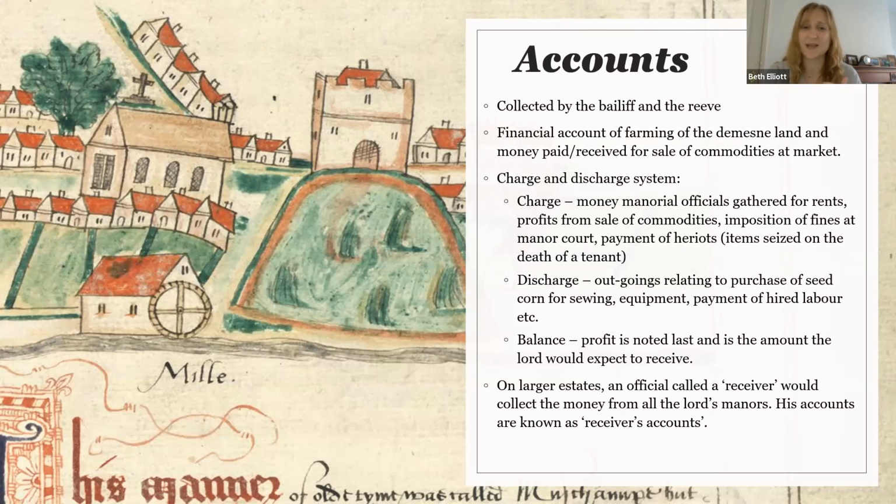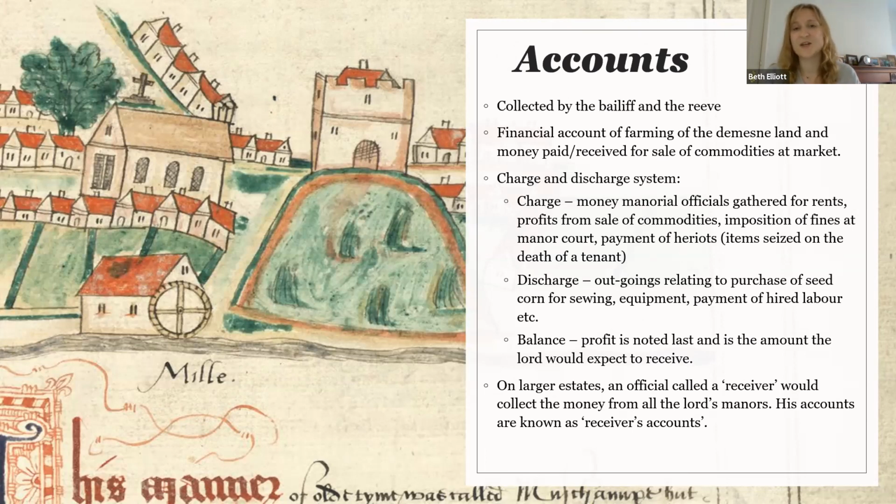So money gathered for rents, profits from the sale of commodities, imposition of fines at the manor court, payments of heriots. I talk about heriots a couple of times through this. Again, I'm not sure what background you're coming from, so I will just explain. When we talk about heriot, that's an item seized on the death of a tenant. Often you find that's something like the best beast or the best horse that may be taken by the lord. So the lord is entitled to that on the death of the tenant.